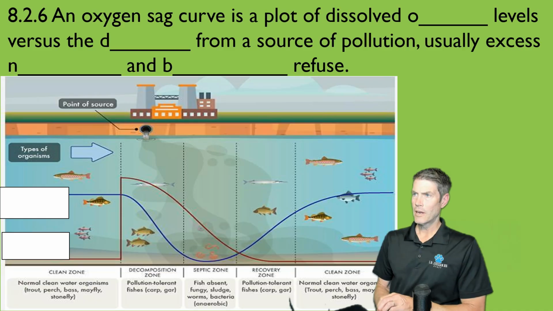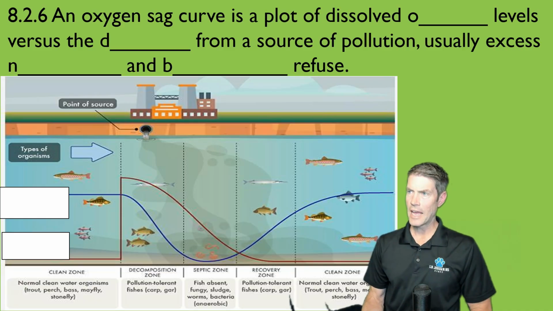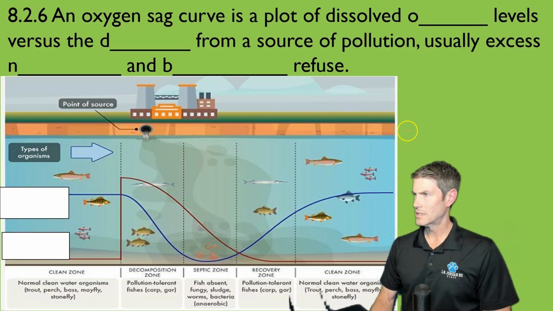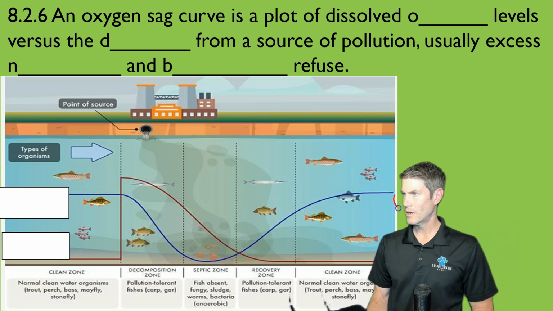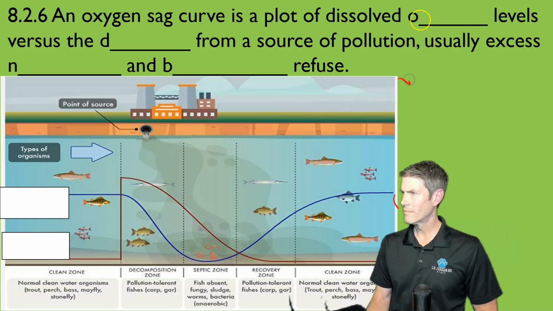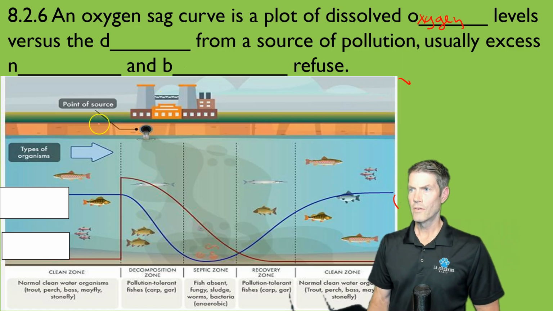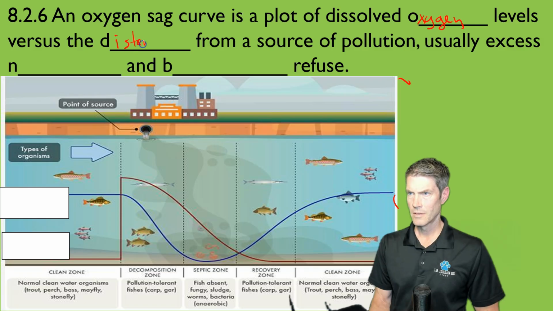And this is a nice diagram. It shows something called an oxygen sag curve. And this shows dissolved oxygen levels versus the distance from the source of the pollution, usually excess nutrients and biological refuse.